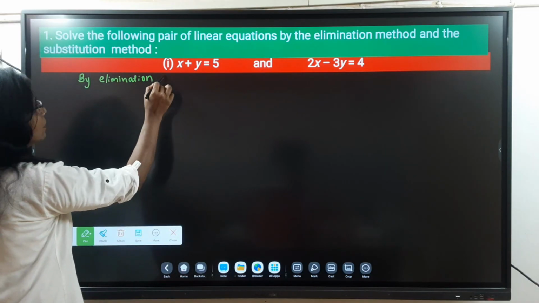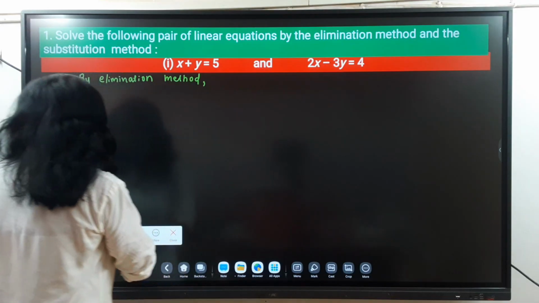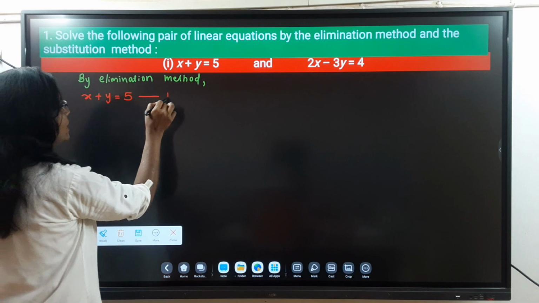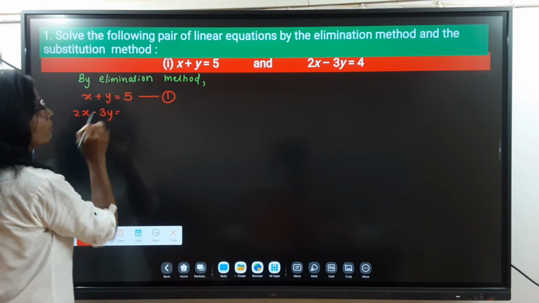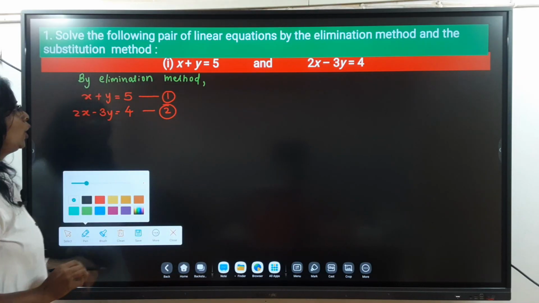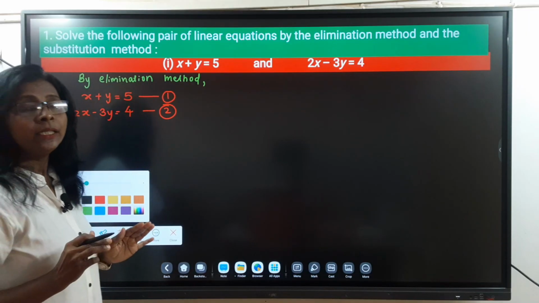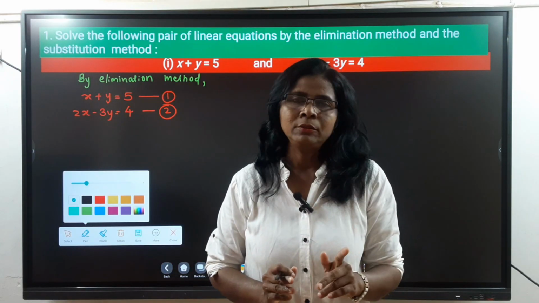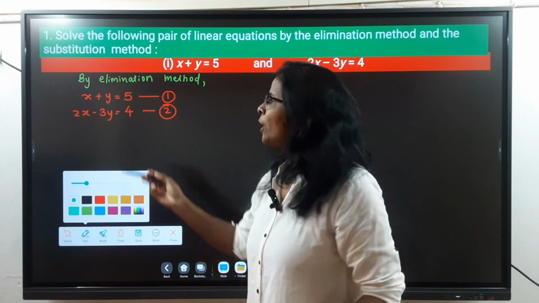So I write here by elimination method. Here there are two equations. I call x plus y is equal to 5 the first equation and 2x minus 3y is equal to 4 the second equation. Now students, observe these two equations carefully. By the elimination method, we should equate the coefficient of only one variable, either the x variable or the y variable.